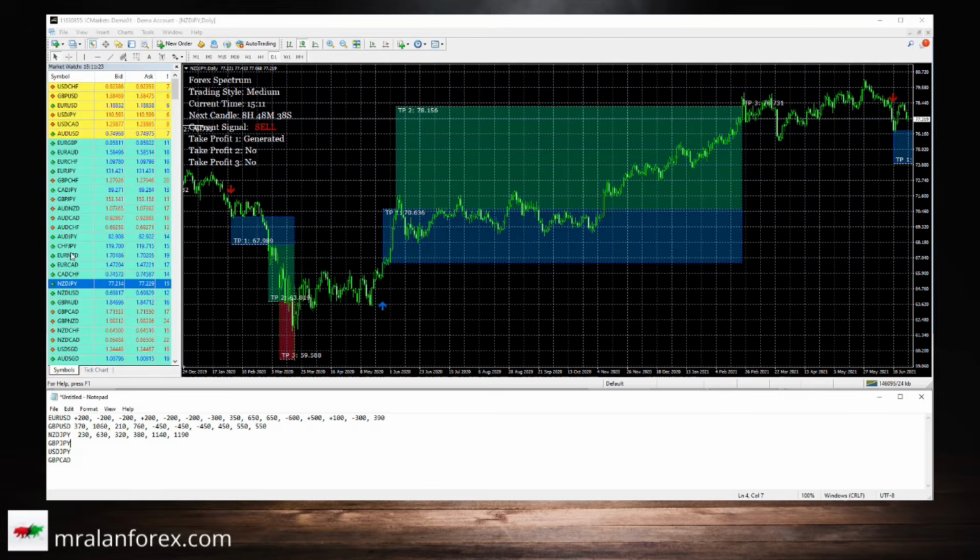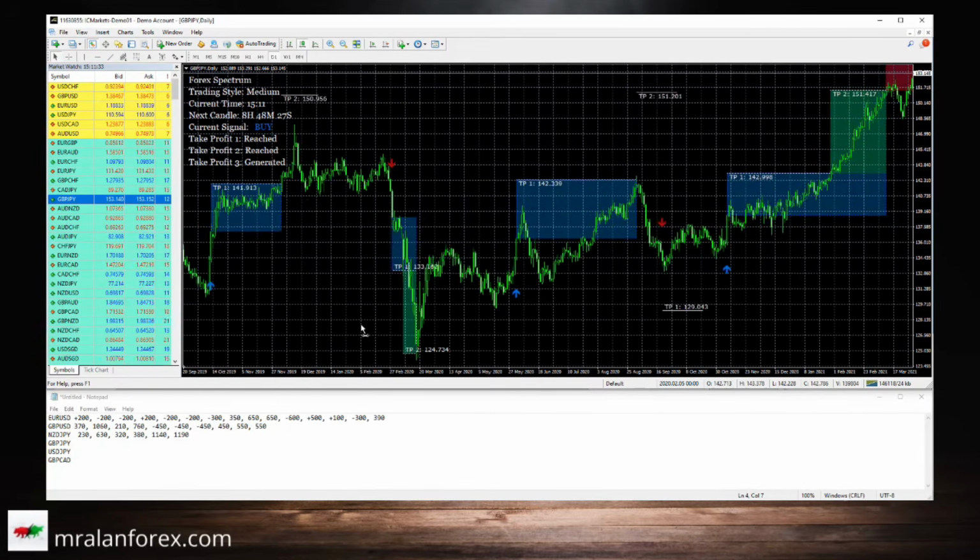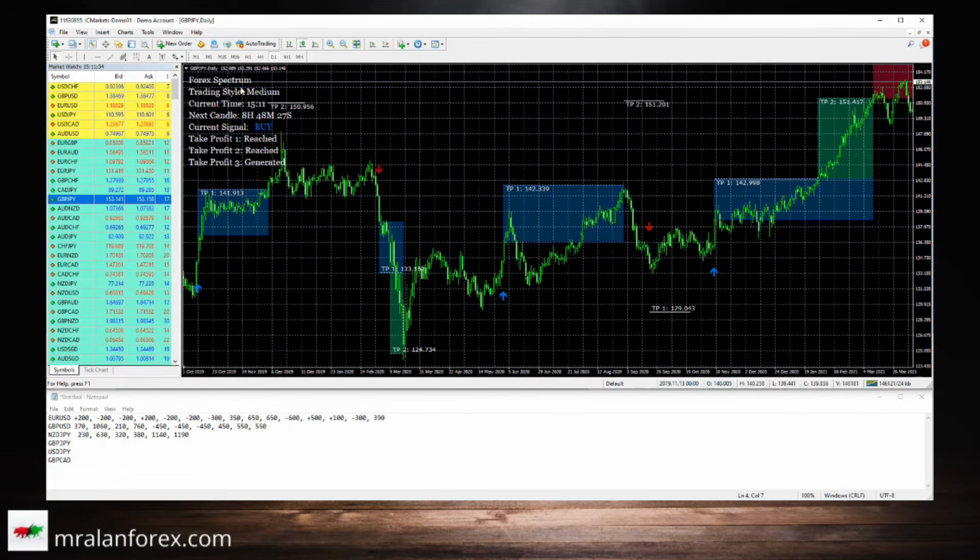Let's try the Pound Yen. Okay, let's scroll back towards January. So that looks like our first trade. First trade is, yep, the 28th of February. It's here, first take profit. It's around 800. 1,640.